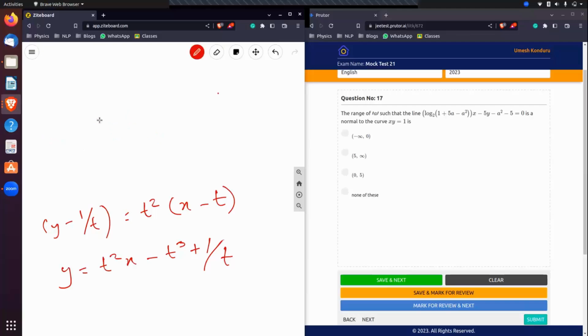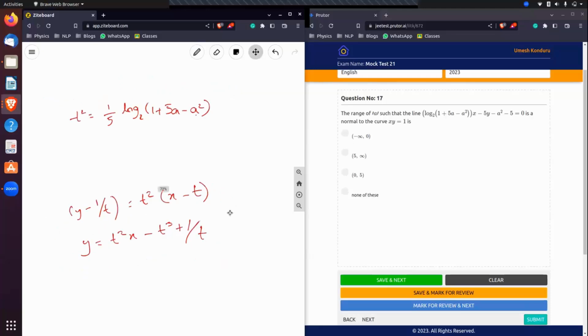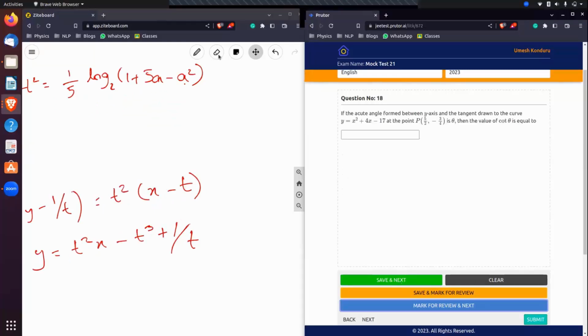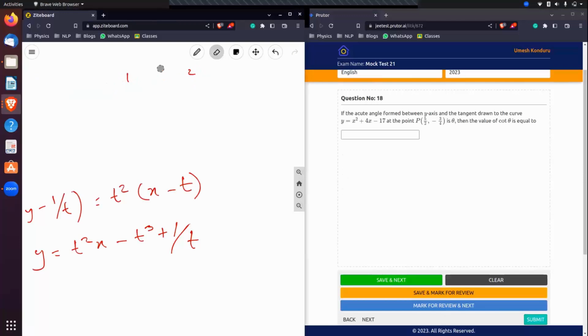Okay, so we have t square. I think we might have to find a better way here, because this is going to take a lot of time if you do it the brute force way. So you'll have to find a trick, sort of. Maybe we can get back to this later, because I'm not able to think of an easy way to get to the answer. Let's look at this question.